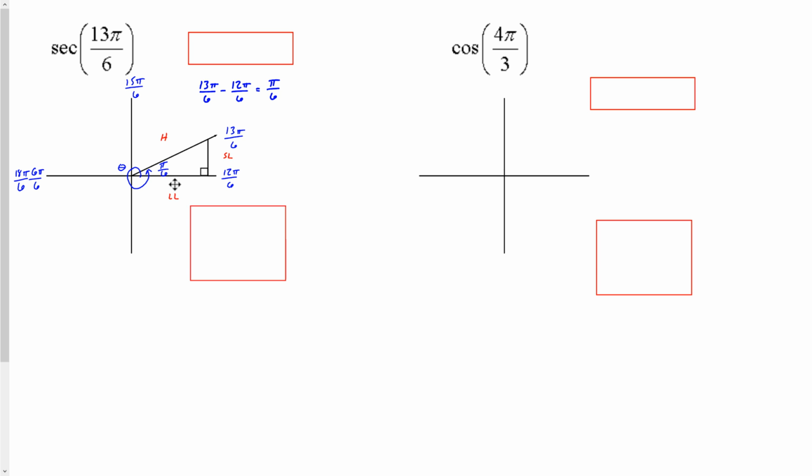Now you can label your sides. Notice they're all positive now because you have your horizontal coming to the right, your vertical going up, and then the hypotenuse, again, always positive.